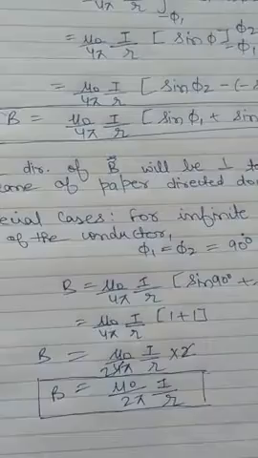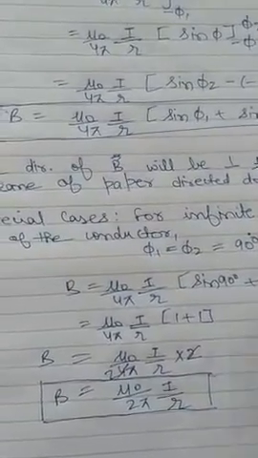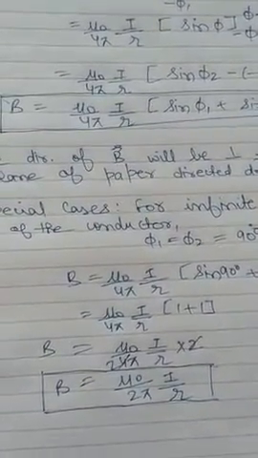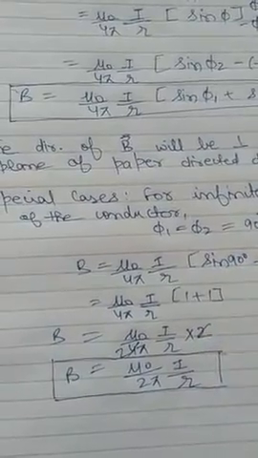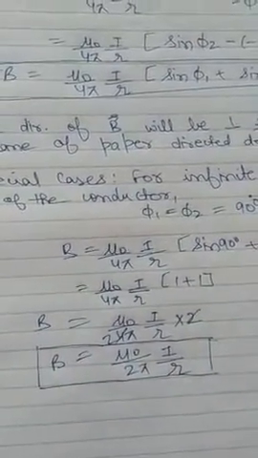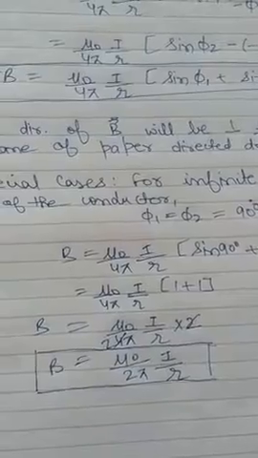Now in the numerical, if phi 1, phi 2 value is given, then put that value and find the value of magnetic field. If it is given directly for infinite length, then you use this formula, B is equal to mu naught by 2 pi I by R.